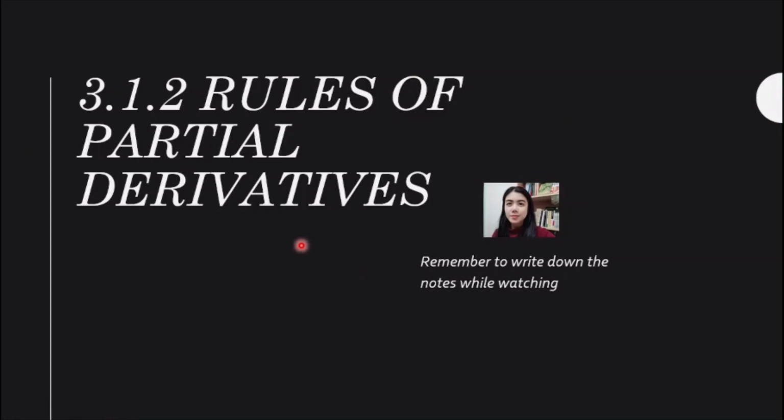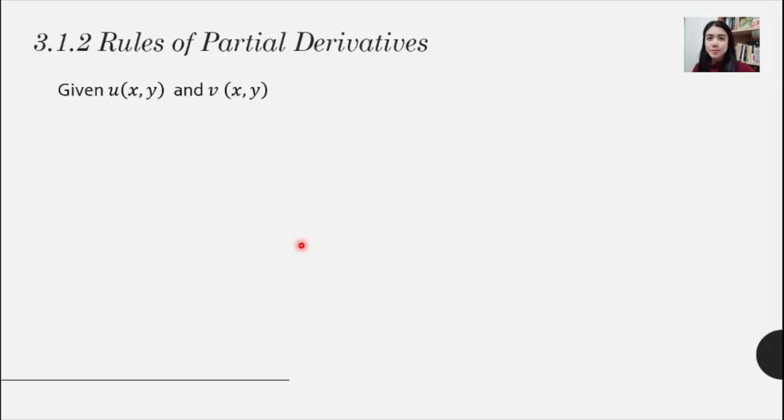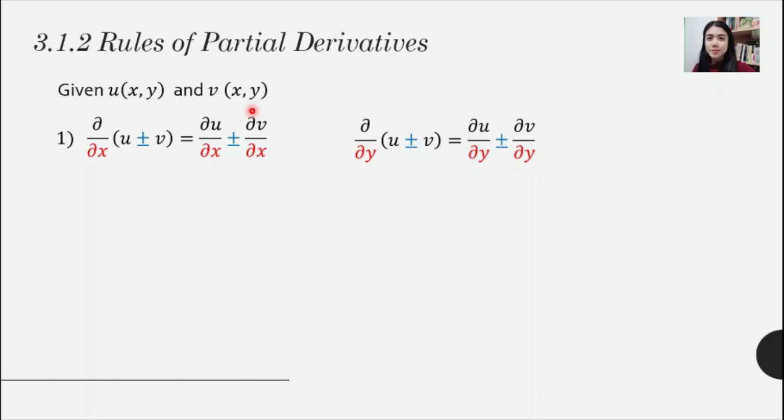Okay, let us look at the rules of partial derivatives. We have the function u and the function v, and both of them have the variables x and y. We will come across three rules here. The first rule is when you have plus or minus between the functions, and you differentiate with respect to x or with respect to y.